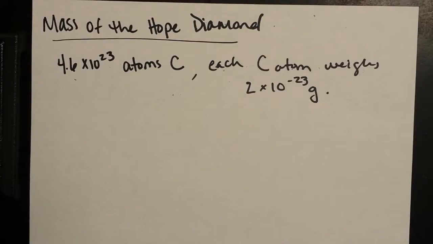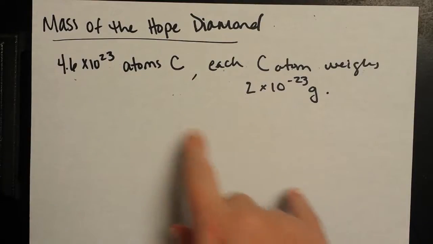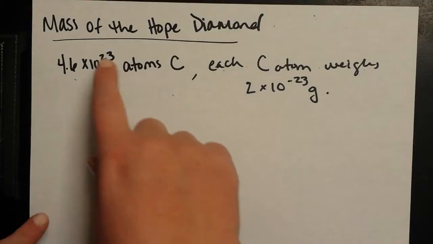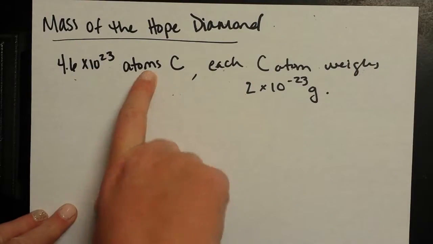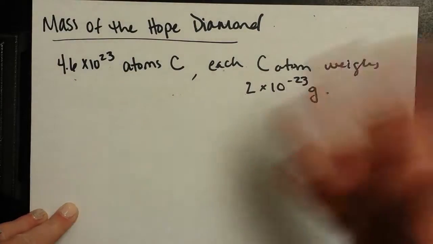All right, hopefully we're a little bit more comfortable with scientific notation and what it means. I'm going to revisit the number of carbon atoms in the Hope Diamond and how much each atom weighs, and say, well, if I know how many atoms of carbon there are inside the diamond, and I know how much each of them weighs, can I find the total mass?